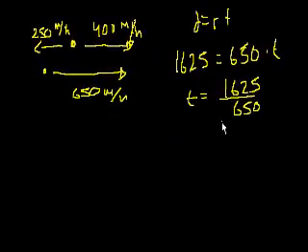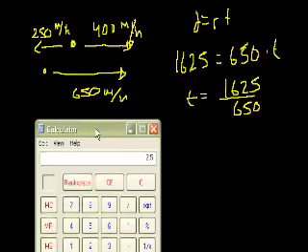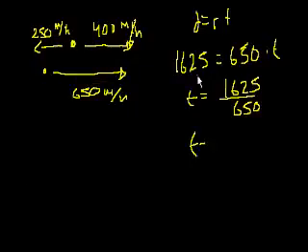Well, we could divide the top and the bottom by 25, right? Well, let me just get my calculator. 1625 divided by 650 is equal to 2.5. So time, and we were doing everything in miles per hour, so time is going to be equal to 2.5 hours. That's choice A.